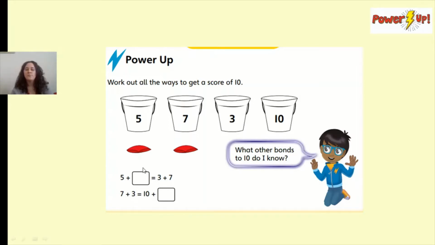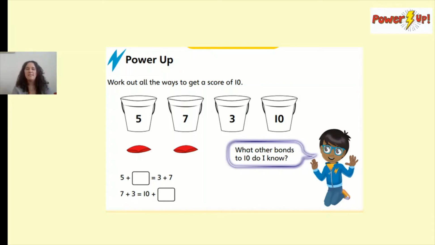Then below we have some missing numbers and you have to think about how you can get each side to be the same. So here, what would you need to add to 5 to make it the same as 3 plus 7? Then think about what you'd need to add to 10 to make it the same as 7 plus 3. So pause the video here and have a go at thinking about those questions.